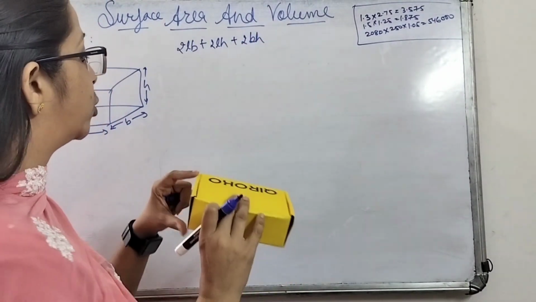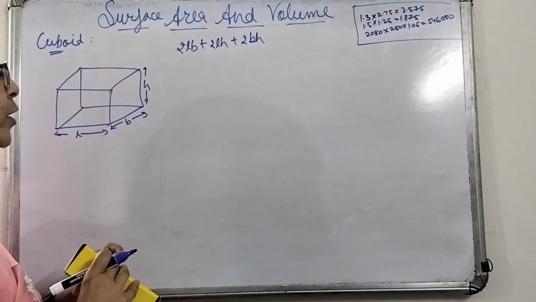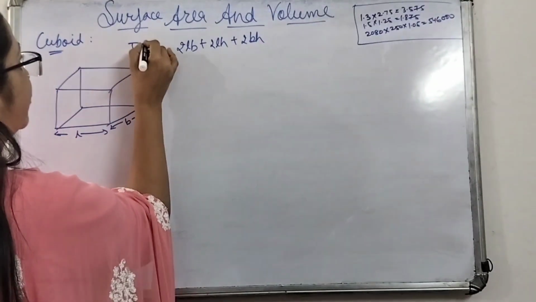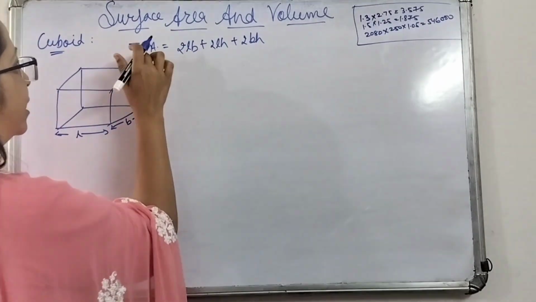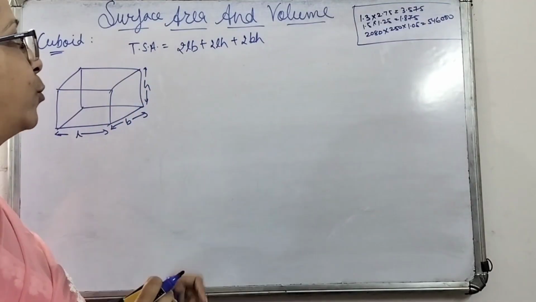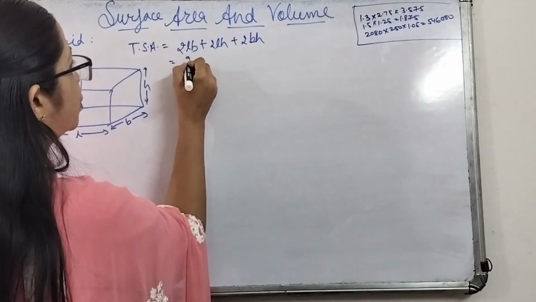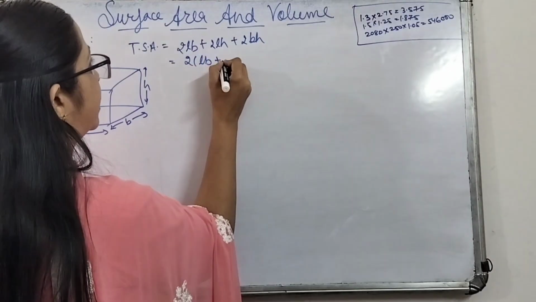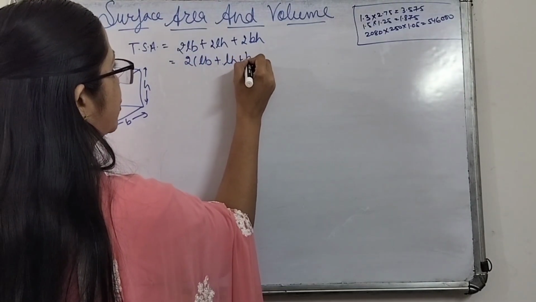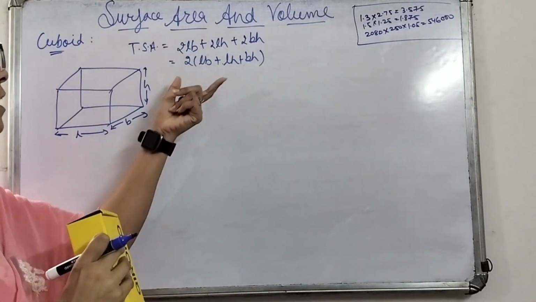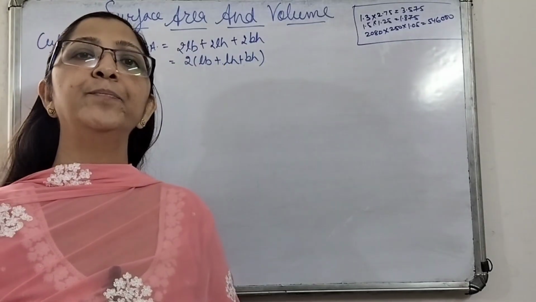This is the total surface area of the cuboid. Total surface area could be denoted by TSA. Total surface area of the cuboid will be, over here 2 can be taken common, so 2 into (LB plus LH plus BH). This will be the total surface area of the cuboid.